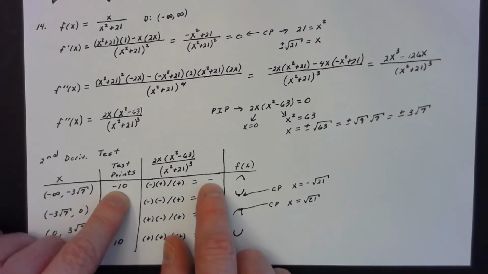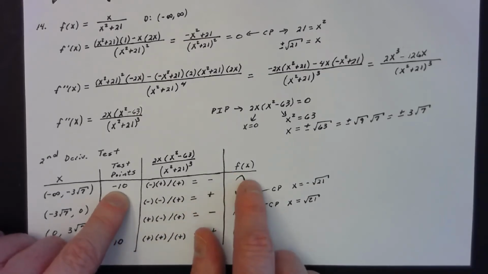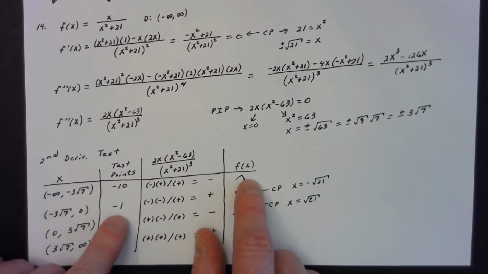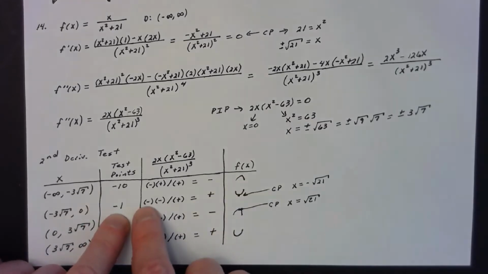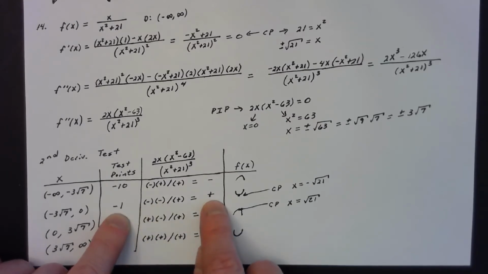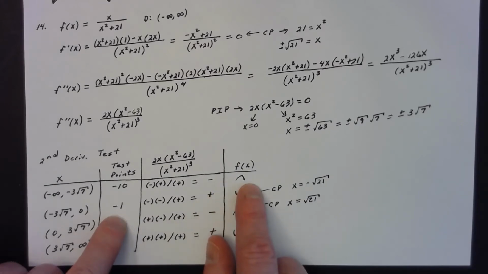Anytime your second derivative is negative, you know your original function is concave down. When I plug in the negative 1, the factor of 2x is still negative, but the factor of x squared minus 63 is also going to be negative now. So you'd say, well, your numerator is going to be a positive, therefore your fraction is a positive, and you can say your original function is concave up in this region.